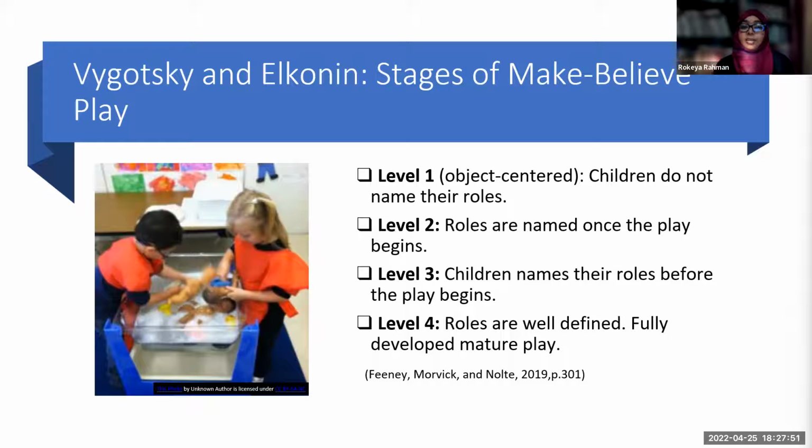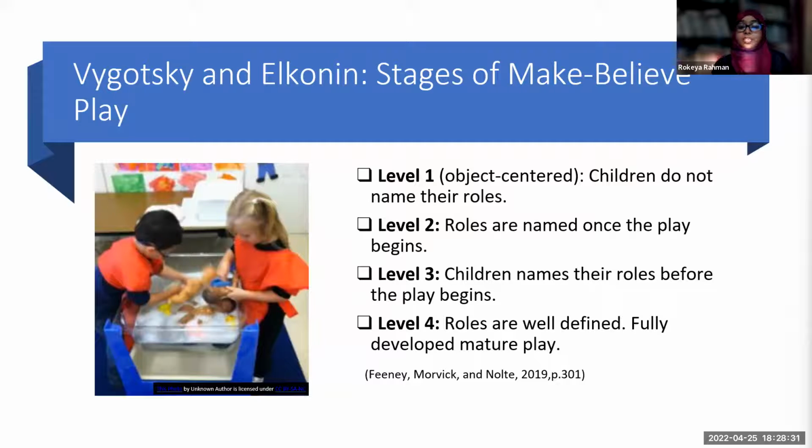And then level two, roles are named once the play begins. So that means as soon as they engage, they can come up with, okay, I'm the baby, or I'm the mommy, or I'm a doctor. So that comes after they engaged in dramatic play. And level three, basically they name their role before they play begins. For example, they can say, we're going to have a birthday party and I'm the birthday girl. Or they might say, we're going to the doctor's office and I'm the doctor, you're the mommy and your baby is sick. So they actually come up with the name before they begin their dramatic play situation or scenario.